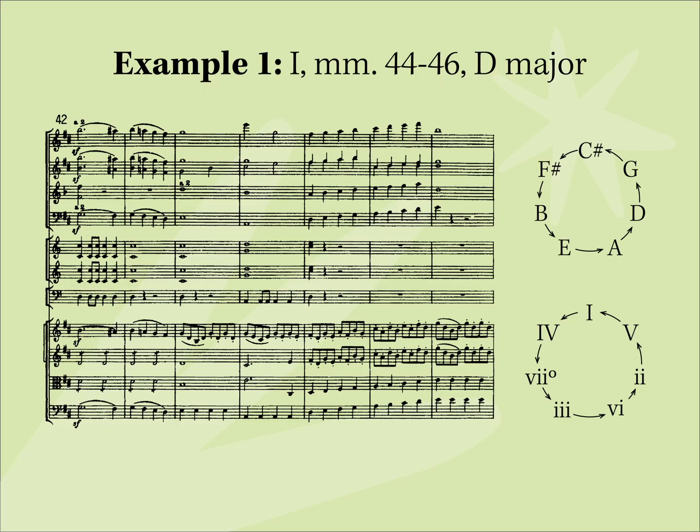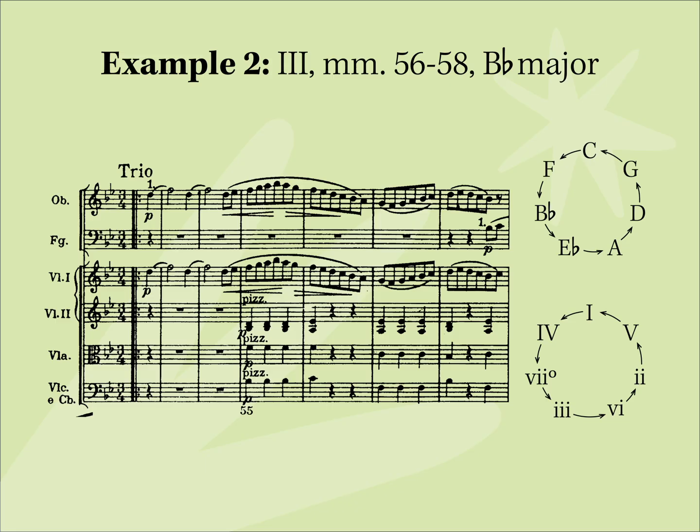Our first example appears in bars 44 to 46 of the first movement. In the key of D major, we have 2, 5, 1, and you can clearly see the bass falling a fifth from E to A and then rising a fourth to D. That's simply an inversion of a falling fifth. So from a harmonic point of view, a falling fifth and a rising fourth are essentially identical.